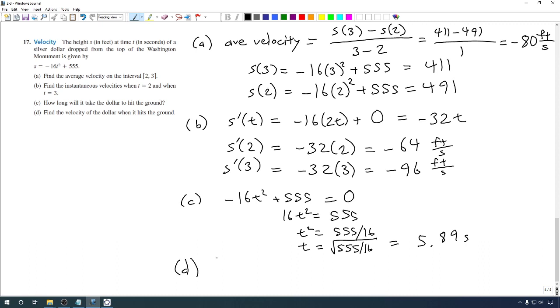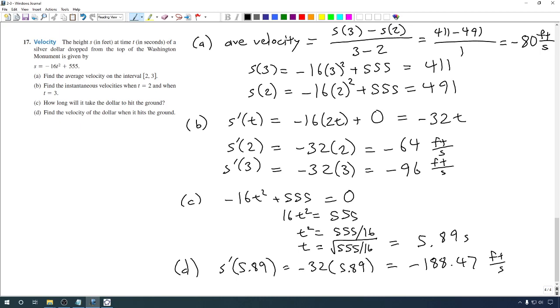But then what they're wanting us to do is find the velocity of the silver dollar when it does hit the ground. Basically, at this time, what speed is it moving? That means we're going to plug that into our formula for our derivative. So negative 32 times that. And I got negative 188.47 feet per second.